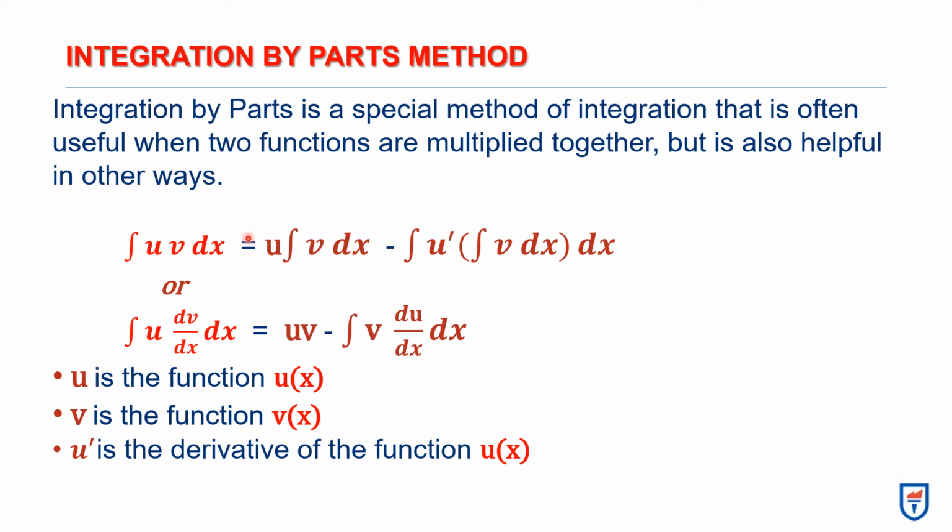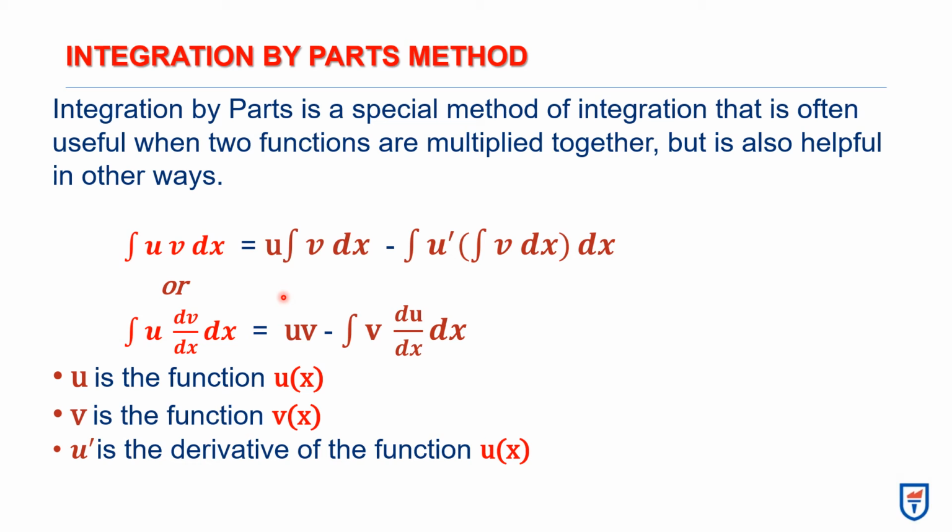So the integration by parts method simply says, if we have the integration of two functions u and v at x, where u and v represent two functions, then when we are integrating two functions that are a product of each other with dx, we can integrate using the integration by parts method: u times the integration of v dx, minus the integration of the derivative of u times the integration of v dx.